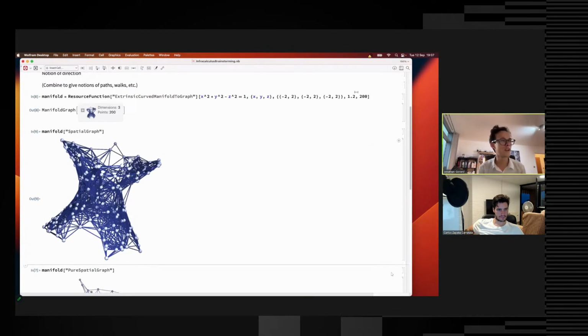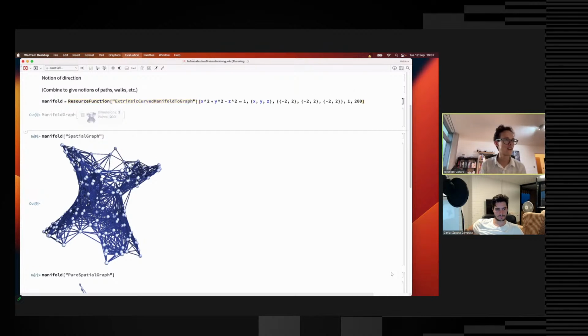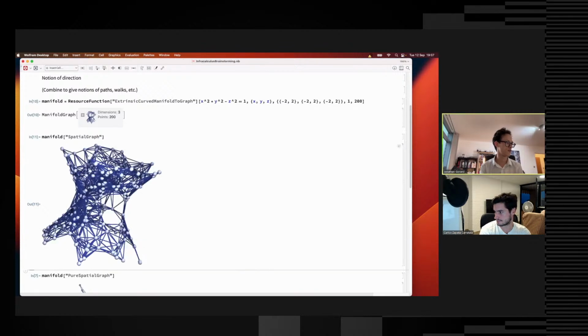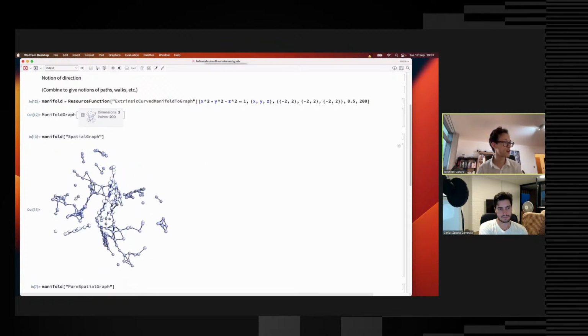Another thing we can do is change the discretization scale. We can change the minimum length below which we treat two vertices as being adjacent. Another kind of limit that we can take is the limit as that number gets arbitrarily large. If we make that a bit lower, we get something a bit more sparse. When we make it even lower, we get something much more sparse. So that's another notion of limit.